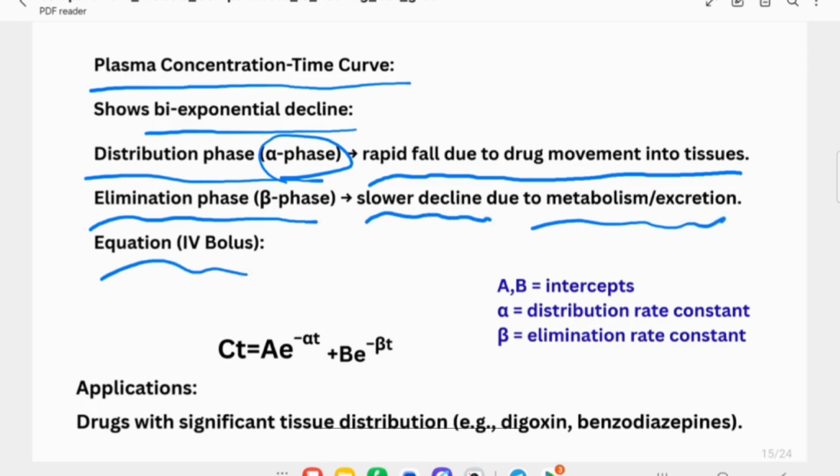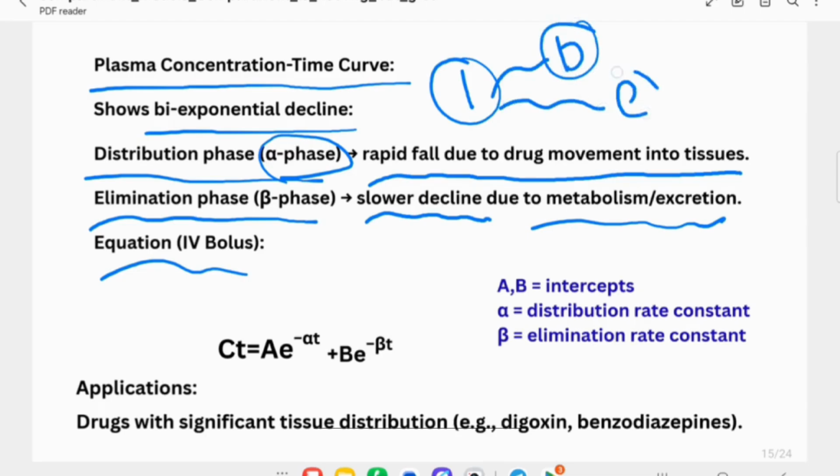As we see in the single compartment, the distribution of the drug is rapid and elimination takes place at a constant rate. But in the two compartment model, the distribution phase is called the alpha phase and the elimination phase is called the beta phase.